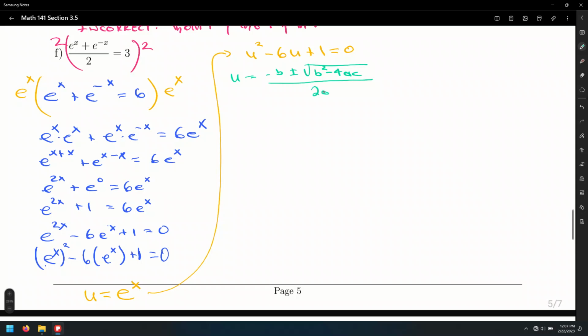and then divide by 2a. And for our equation here, b is negative 6. Keep careful because it goes with the sign. So minus negative 6 plus or minus the square root of negative 6, quantity squared, minus 4 times a, which is 1, that's the leading coefficient, times c, that's the independent term. That's 1. Whole thing divided by 2 times 1, 2a.